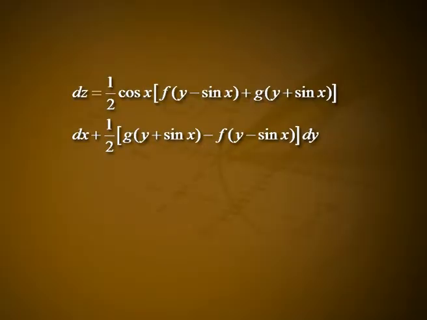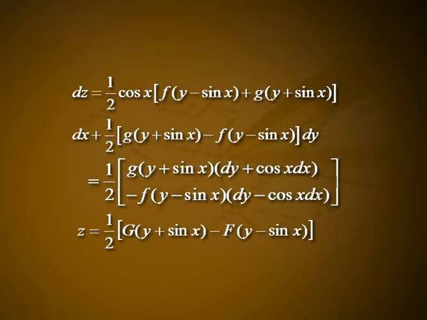Substituting in dz = p dx + q dy, we have dz = ½ cos x [f(y − sin x) + g(y + sin x)] dx + ½ [g(y + sin x) − f(y − sin x)] dy = ½ [g(y + sin x)(dy + cos x dx) − f(y − sin x)(dy − cos x dx)], or z = ½ [G(y + sin x) − F(y − sin x)], which is the required solution.